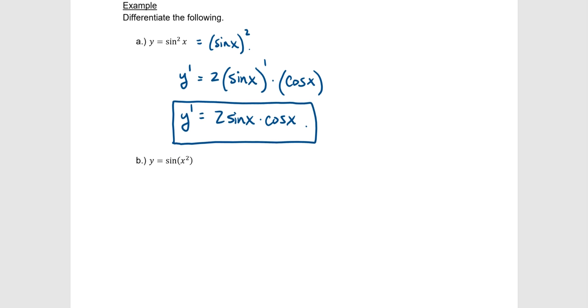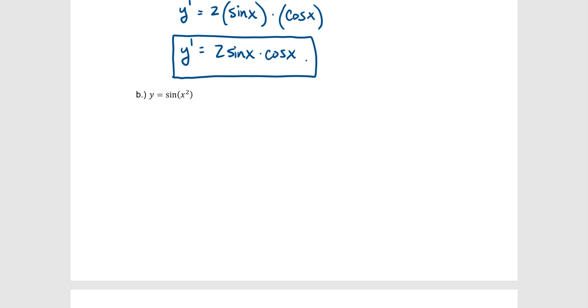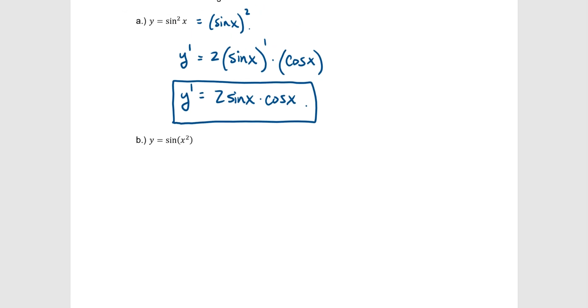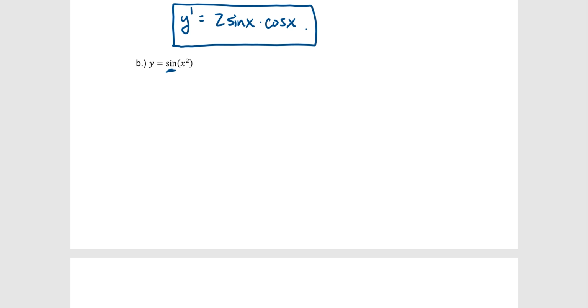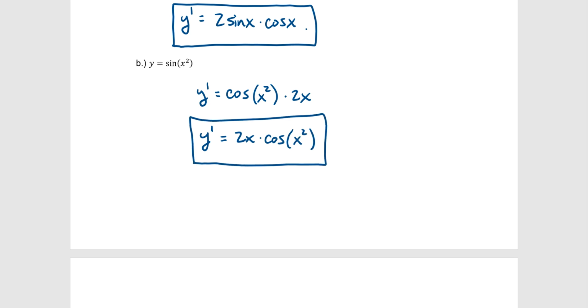Let's see how it differs from the second one. The next one is y equals sine of x squared. Take a look at how these two are different. This time our outer function is the trig function sine, and the inner function is x squared. So y prime is going to be the derivative of the outer function. The derivative of sine is cosine. Leave the inside alone, times the derivative of the inner function. The derivative of x squared is 2x. So I'm just going to rewrite it as 2x times cosine x squared, and that is the derivative for that function.